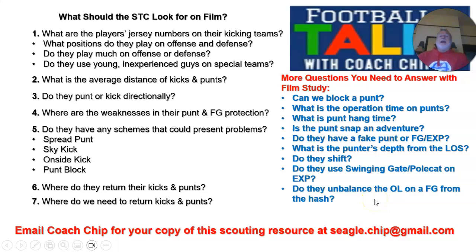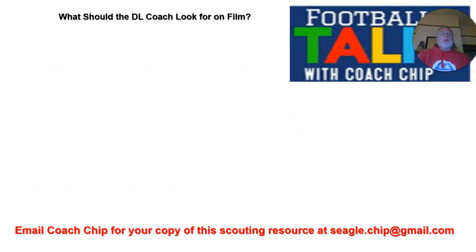Do they unbalance the OL on a field goal from the hash? Like if it's on the right hash, do they bring a tackle or a guard over to the left? Because now they're kicking it at an angle. So those are the kind of things that matter, because now you may want to come off the back side. Especially on the right hash, you want to come off your left side. That way when you come across the holder, you're not going to run into him because he's on the right, because the kicker's using his right foot. Things like this matter.